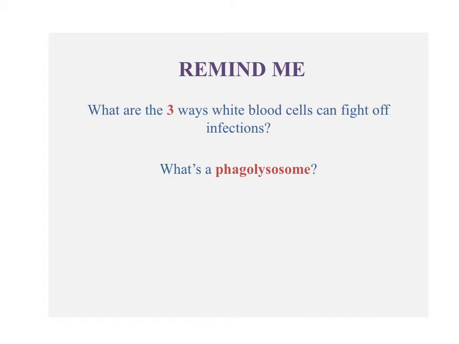So pause now and you're going to have a few minutes to think about what are the 3 ways that white blood cells can fight off infections. And when you've done that, see if you can remember what a phagolysosome is. Now you might want to think about breaking up that word. So pause me now and then come back when you're ready to get the answers.